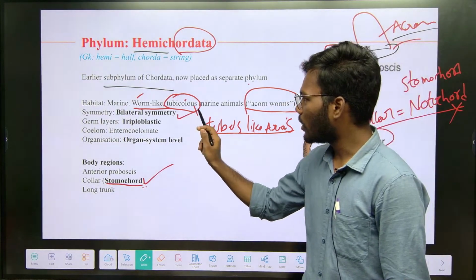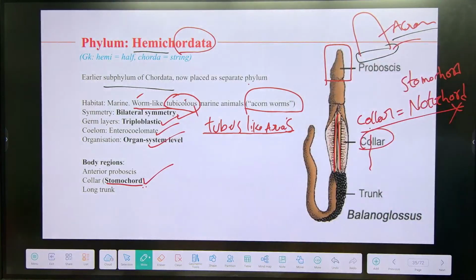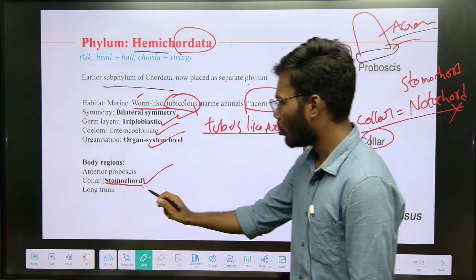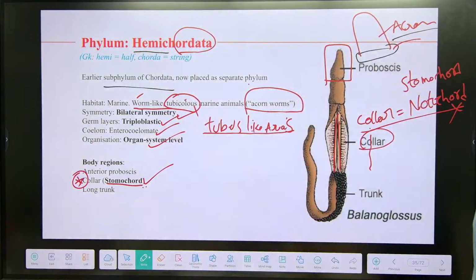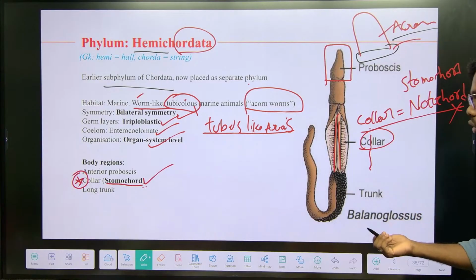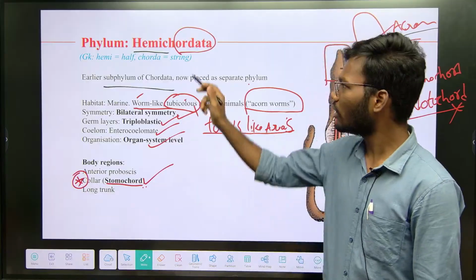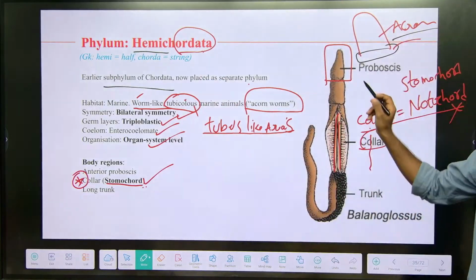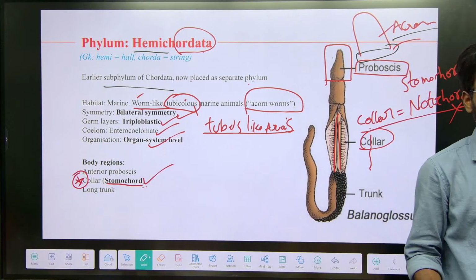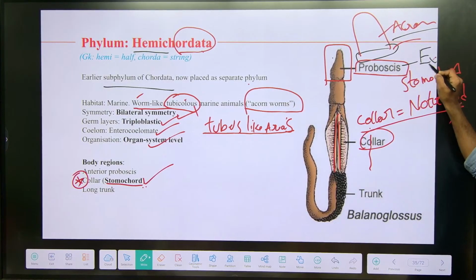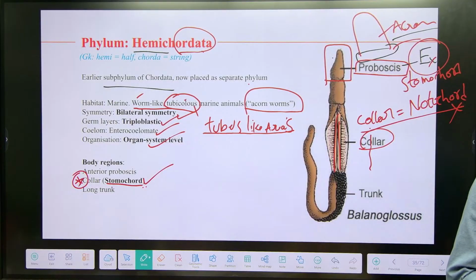They show bilateral symmetry, triploblastic, eucoelomate, organ system level of organization. Those are common features. What you have to remember is the stomochord. Stomochord is present in which phylum? Hemichordata. Because there is no notochord, but a notochord-like appearance is there, which is called the stomochord. It is only present in hemichordata animals. And this starting anterior portion is called the proboscis. What is it present for? It is present for excretion. You have to remember this proboscis is responsible for excretion.